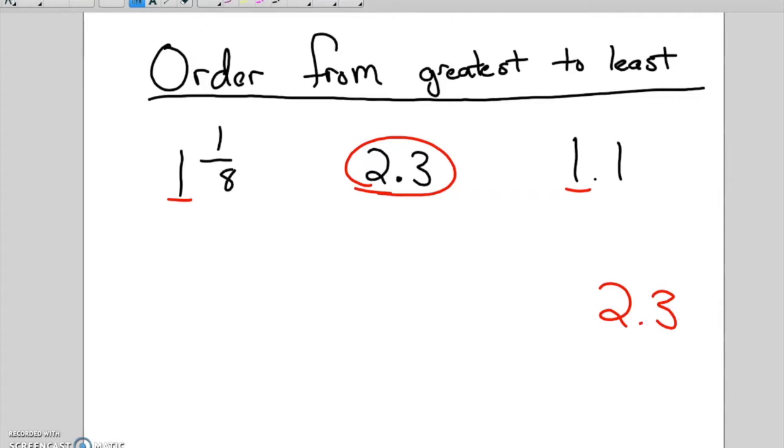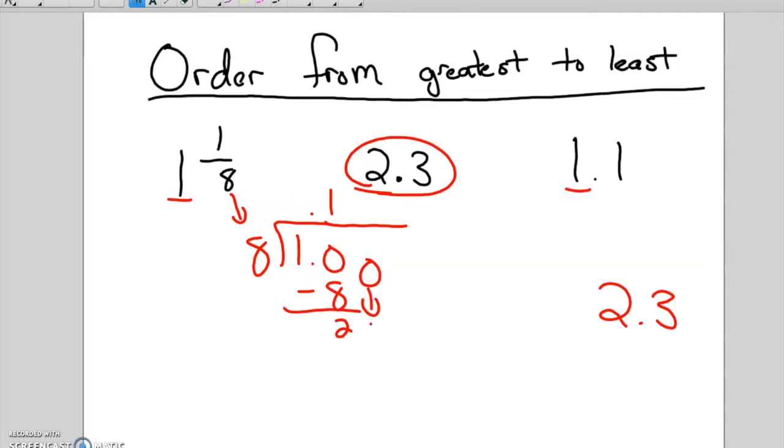So every fraction is a division problem. 1 divided by 8. Remember, the bottom number is always on the outside. Are you getting sick of 8s yet? We've been doing a lot of division with 8s. 1 times 8 is 8. Subtract, 2, put in a 0.